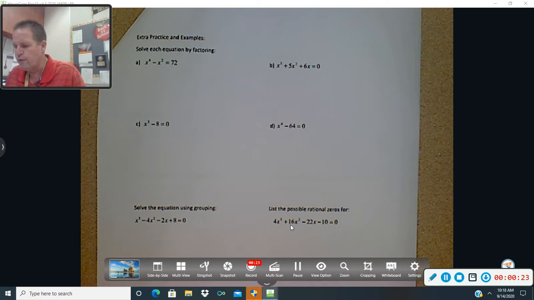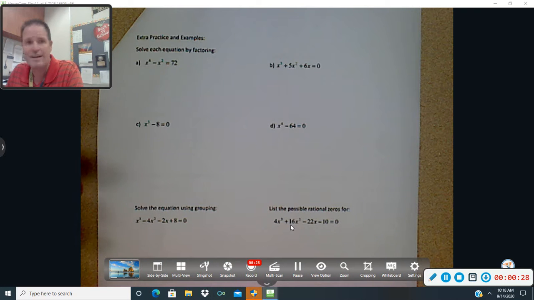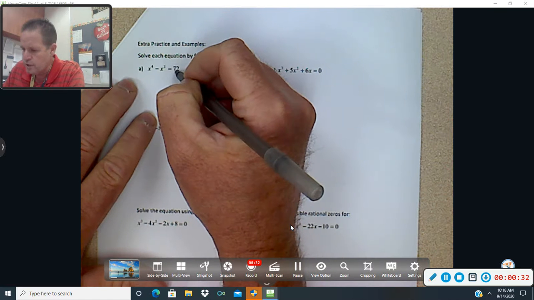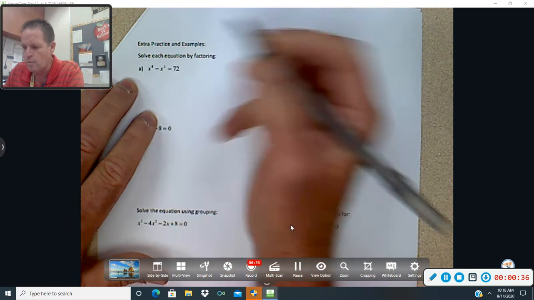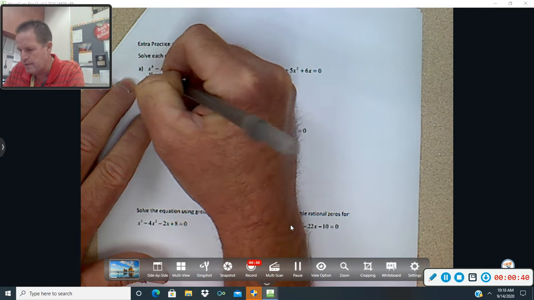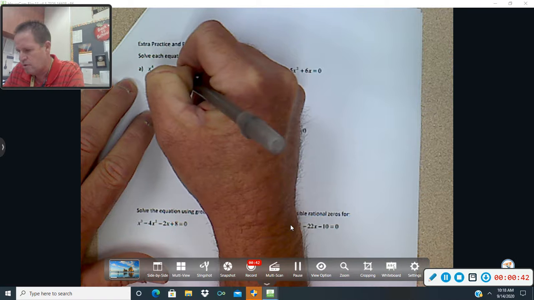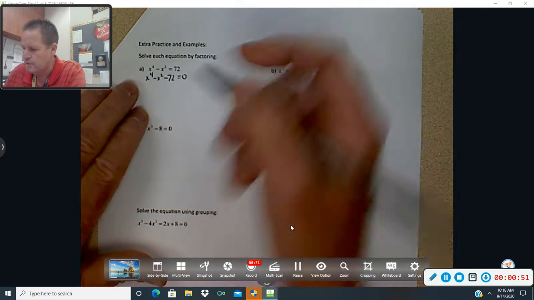All right, so for the first one, they want us to solve each equation by factoring. So can we factor this is the first question that we need to discover. First thing you want to do is move this 72 over here, because with a polynomial you want them to equal 0. So this is going to be x to the fourth minus x squared minus 72 equals 0. Now, if you can factor without doing b's and c's, that's what you really want to do. So let's try to do that here.